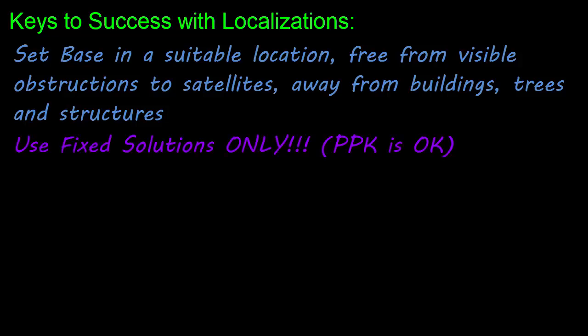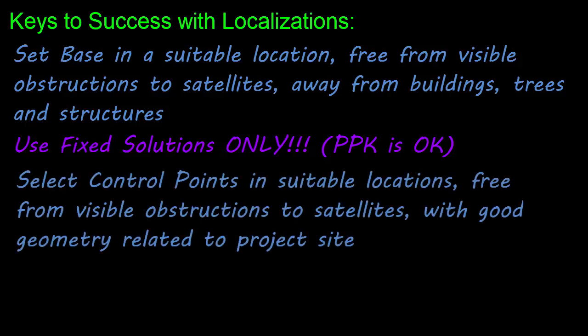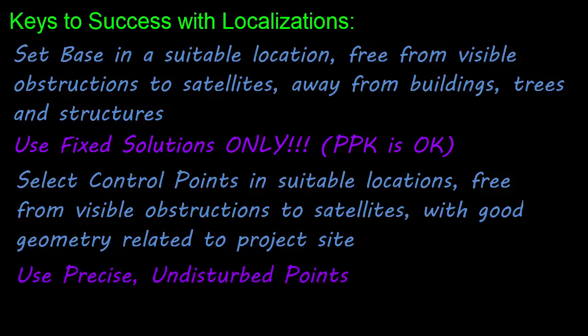We want to use fixed solutions only, whether that be RTK or PPK. We don't want to use any float solutions or standalone solutions for points in our localization. Select control points in suitable locations that are free from visible obstructions to satellites, with good geometry related to the project site. Use precise, undisturbed points, so don't use any leaning wood fence post in this. We want to use something that's precise and is undisturbed.